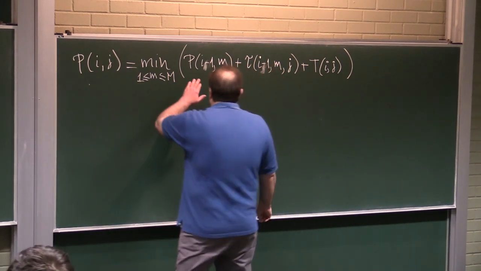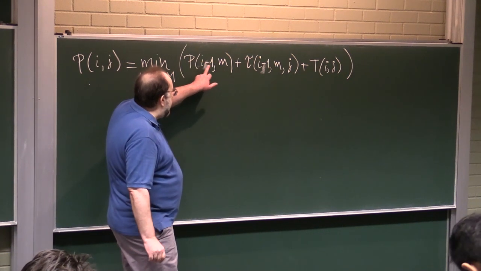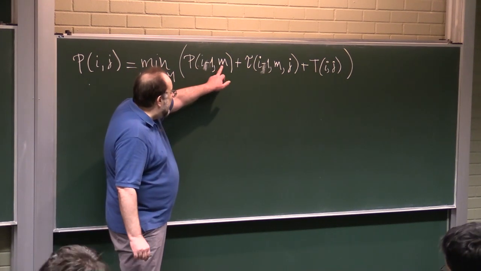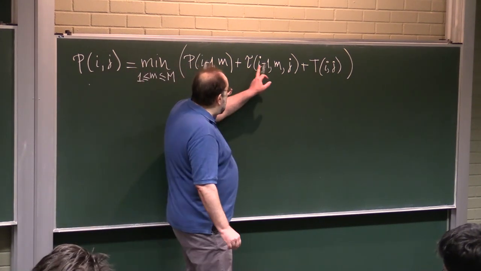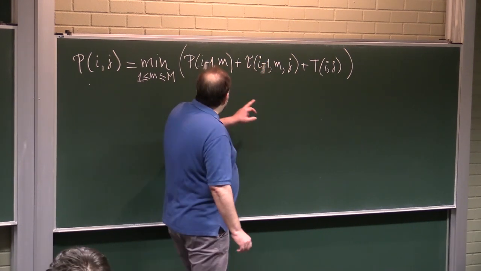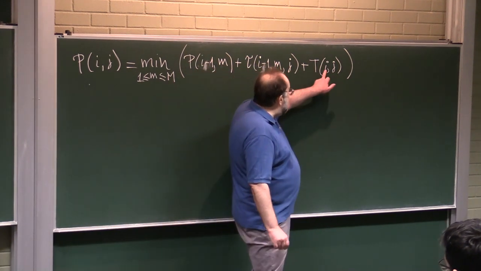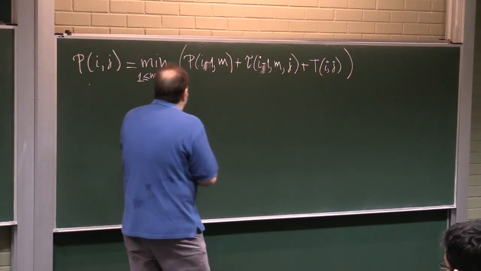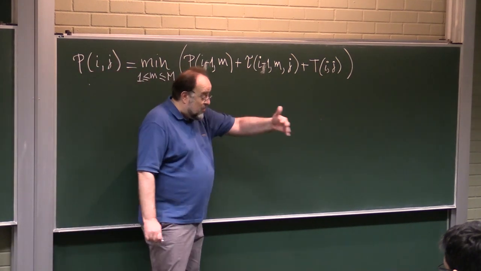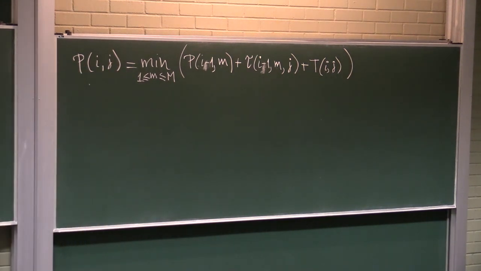Right? So this is the previous time to finish i minus 1 jobs, but searching through all possible endpoints, plus the cost to move at stage i minus 1 from the mth line to the jth line, plus to finish the ith job at the jth line. And now notice this allows us to do exhaustive search in the recursion step. And now this problem disappears.